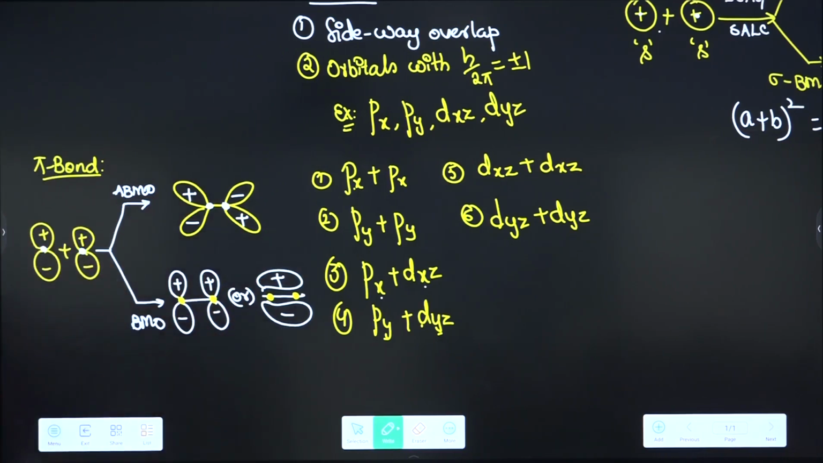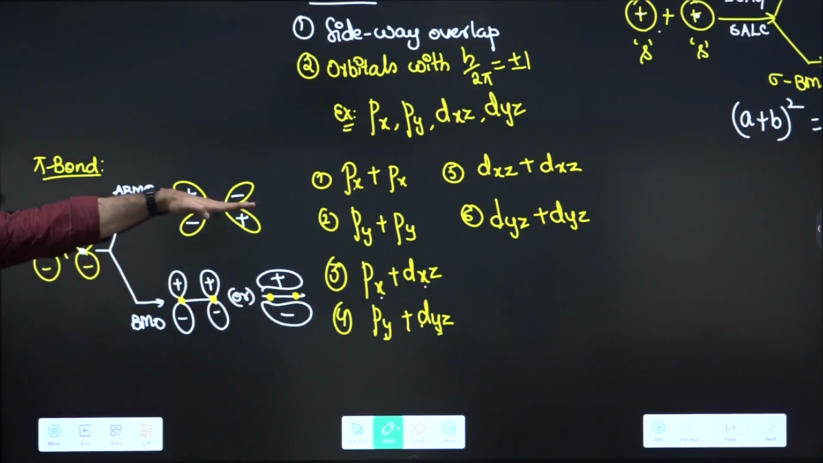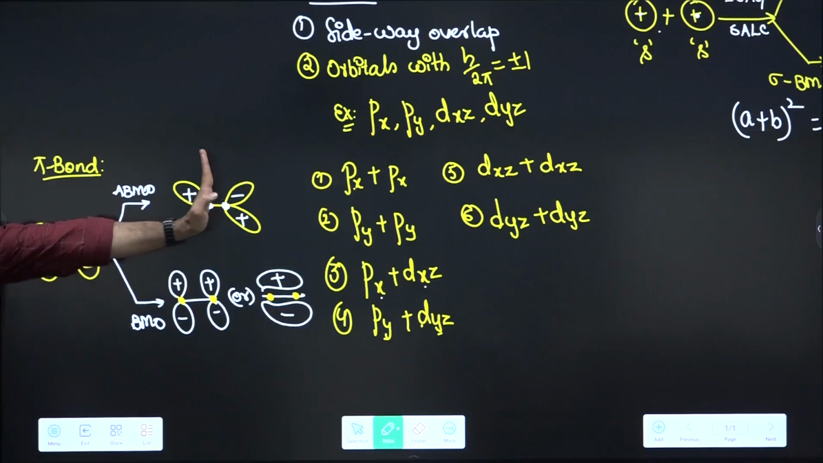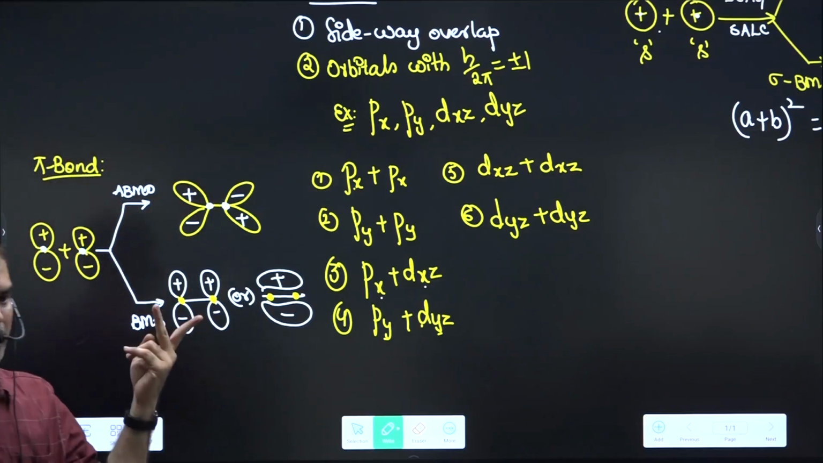Do you find any nodal plane in BMO? Yes, there is a nodal plane. One nodal plane is present. In this case, 1, 2. So the nodal planes are increasing by 1 between bonding and antibonding.